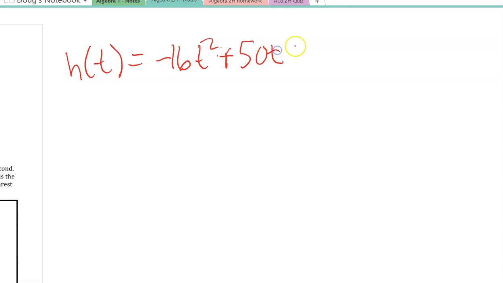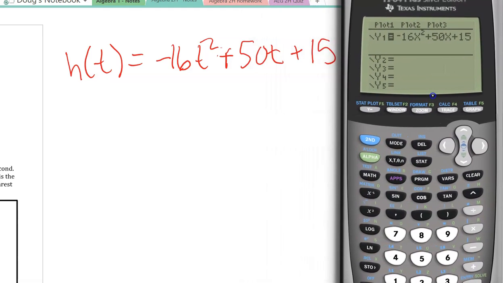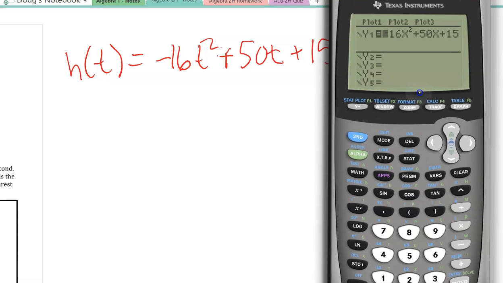So we'll get h of t is equal to negative 16 t squared plus v0 is 50. So 50 t plus h0 is 15. This looks like a good job for the calculator. So let's go ahead and grab our graphing calculator out. And we're going to start by putting in the function. Negative 16, I used x instead of t, but negative 16 x squared plus 50x plus 15.